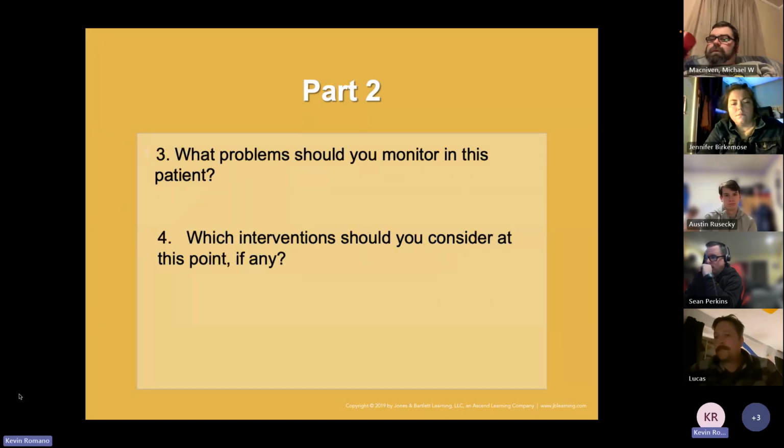What problems should you monitor in this patient? Okay. What else?